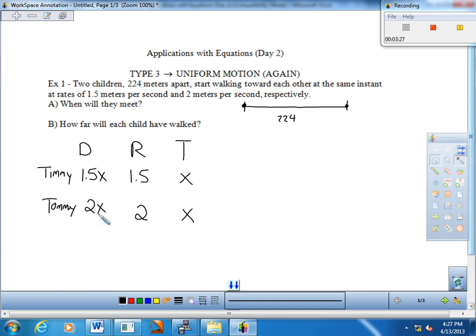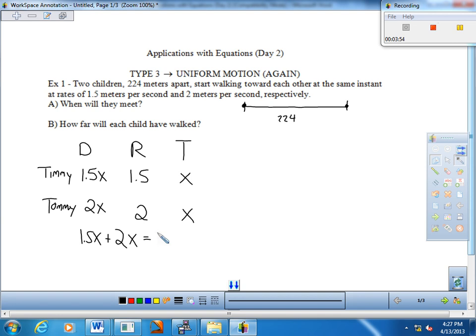And as a result, everyone, it looks like there's an equation to be had here. Look at the information in the problem. Look at what we haven't quite accounted for just yet, and let's see if we can apply it to this particular column right here. Timmy is going to walk 1.5x meters. Tommy's going to walk 2x meters.